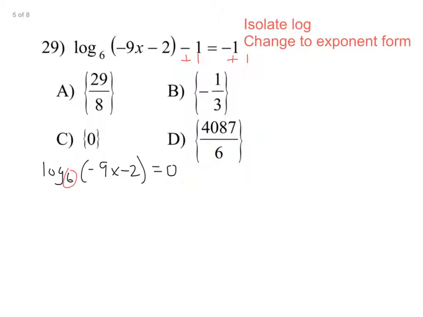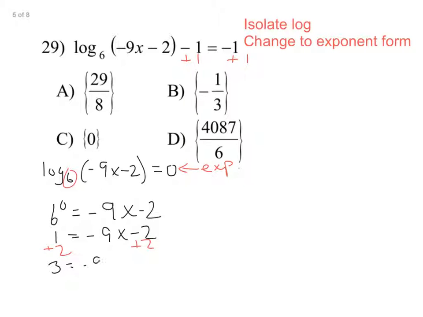And then I can change to exponent form. So the base of my exponent is 6, and 0 is my exponent. So I get 6 to the 0 equals the argument, so negative 9x minus 2. 6 to the 0 is actually just 1, so I get negative 9x minus 2 is equal to 1. And now I'm just getting x alone, so add 2 to both sides. I get 3 equals negative 9x, and then we want to divide by negative 9. And what that's going to give me is x equals negative 1/3.